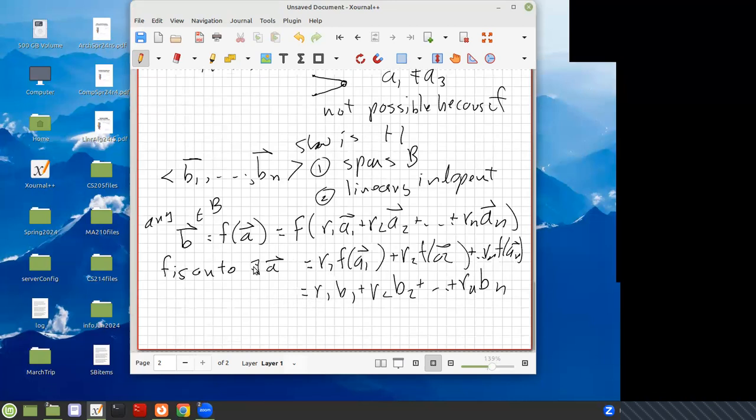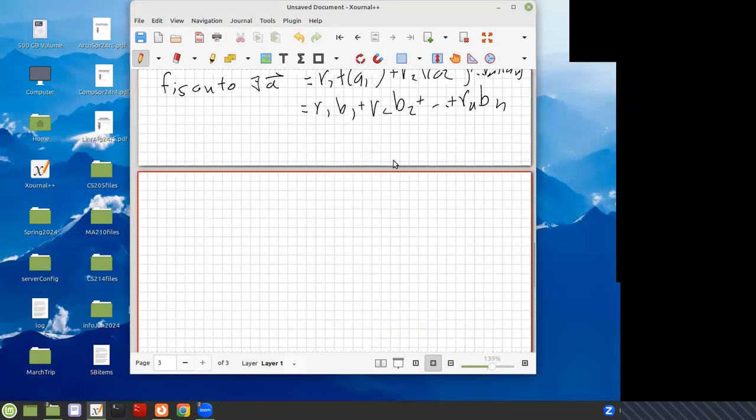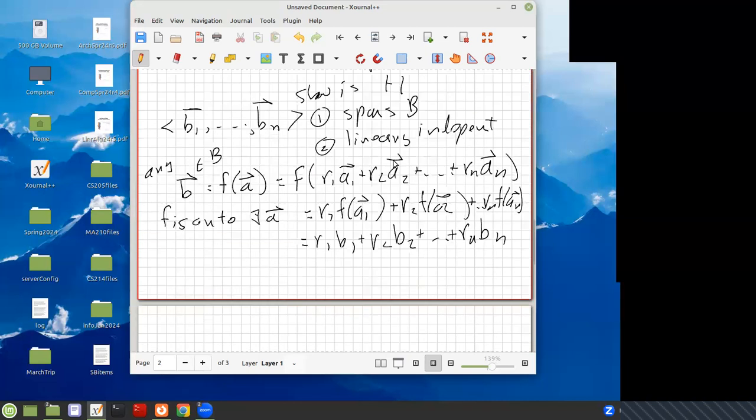You end up with the image of B being the same linear combination of the B's that A is of the A's. So that shows that we've verified one, that these B's span the space. But are they linearly independent? So one is checked. It spans.